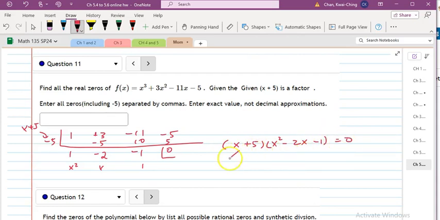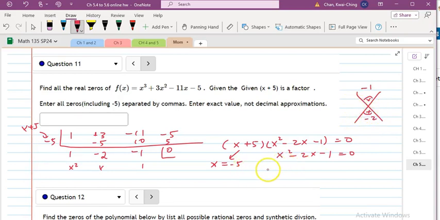So split them now. This is not factorable, so I think we have to do the quadratic formula. x equal to negative 5. And then x squared minus 2x minus 1 equal to 0 is not factorable, because you can't find two numbers that multiply to negative 1. If you try, negative 1 and 1 multiply, but add to negative 2, there's no such thing.